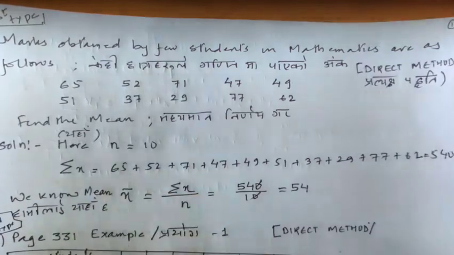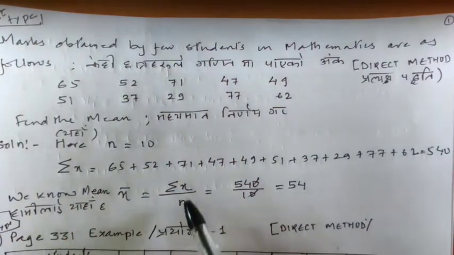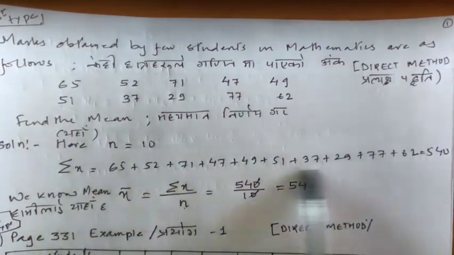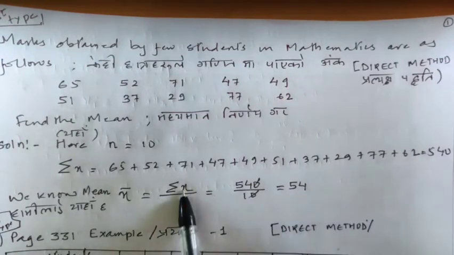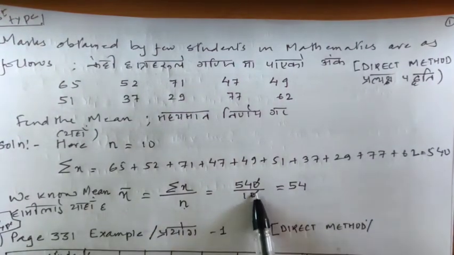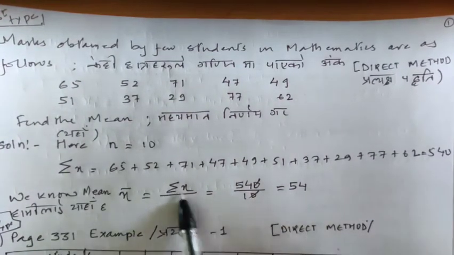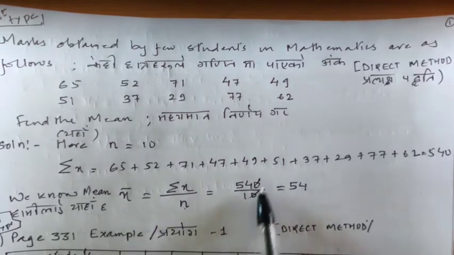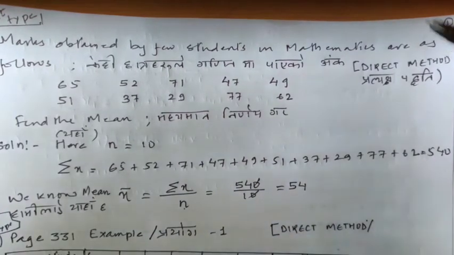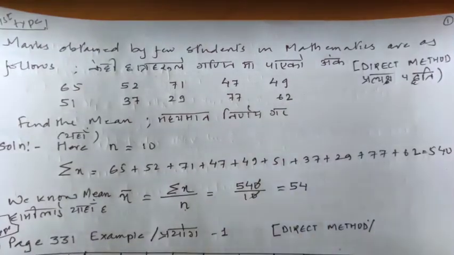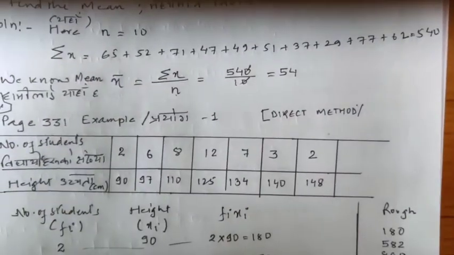We know mean x bar equals summation x by n. So what is your summation x? You have just now found out how much? 540 by n. So do the cancellation. 0 0 cancels. Summation x is 540, n is 10, 0 0 cancels. So you're left with 54. Draw a long line out here to do your rough work this way.